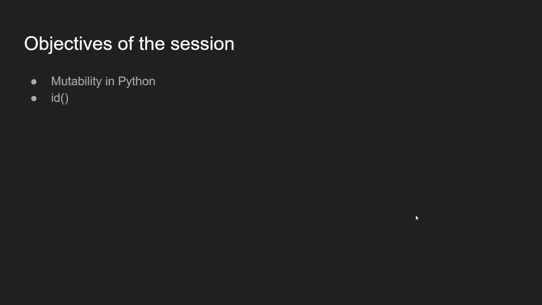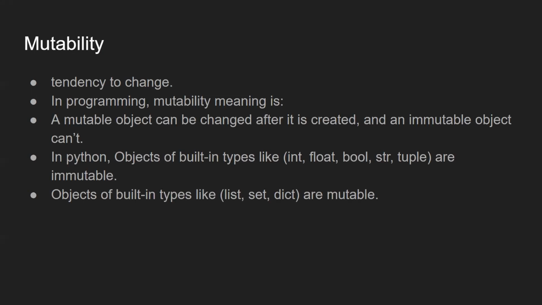In today's episode, we are going to talk about mutability in Python and we will be seeing the use of the ID function. So what is mutability? In general terms, it is the tendency to change. In programming, basically in a Python program, when you create a variable or a function, it is nothing but an object. So a mutable object can be changed after it is created, whereas an immutable object can't be changed. Now listen to me carefully. In Python, objects of built-in types like int, float, boolean, string, tuple, they are immutable. Whereas list, set, dictionary are mutable.